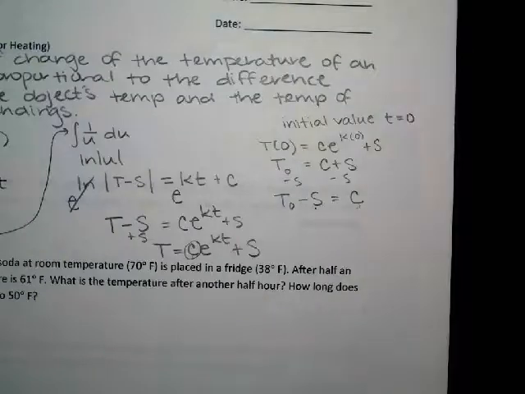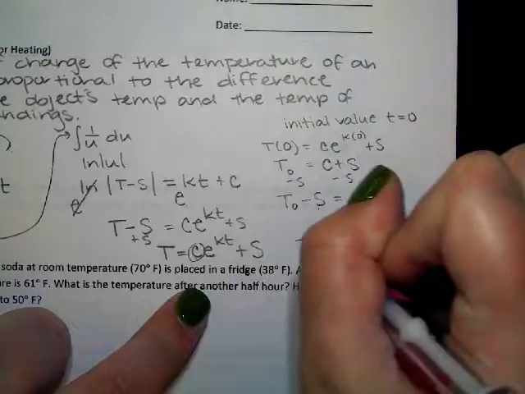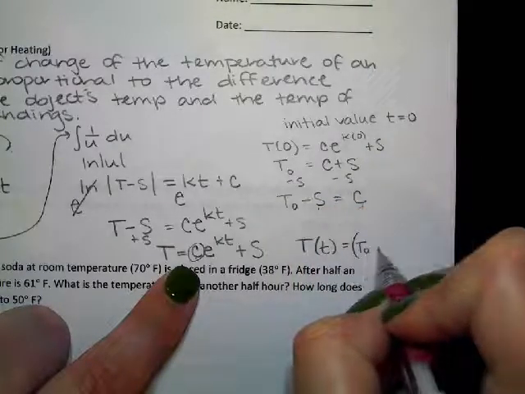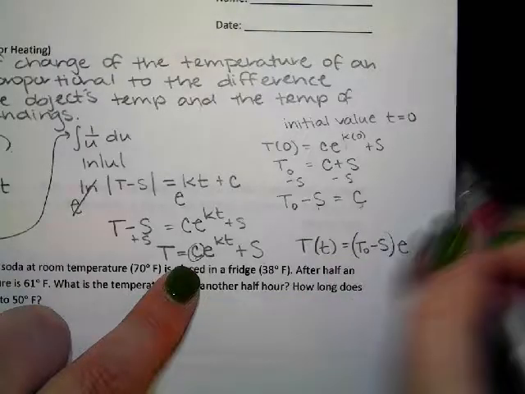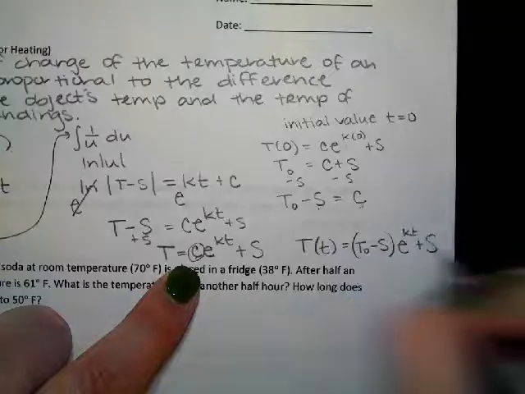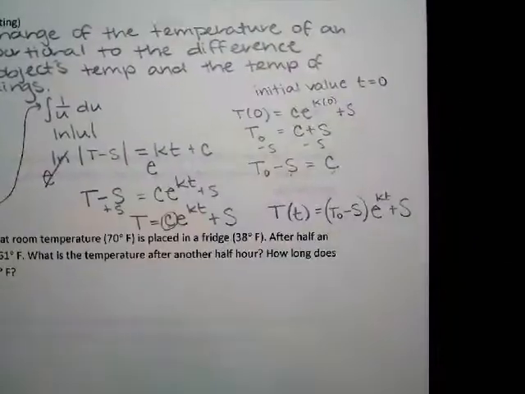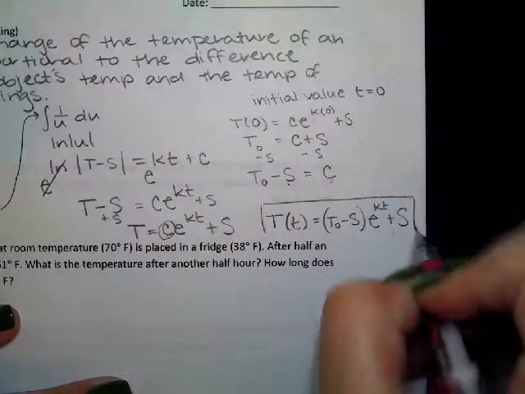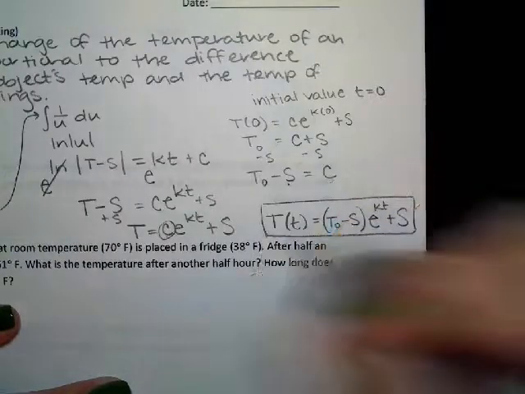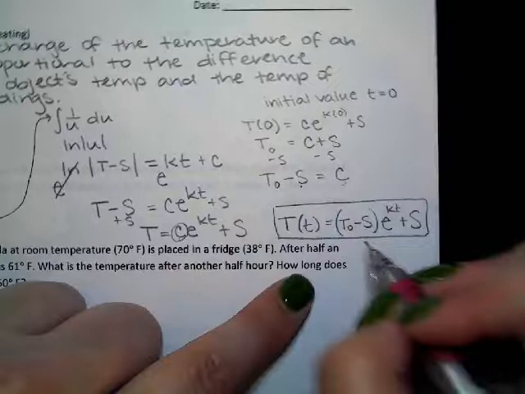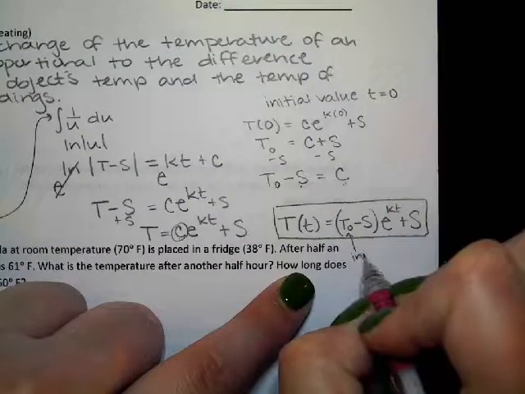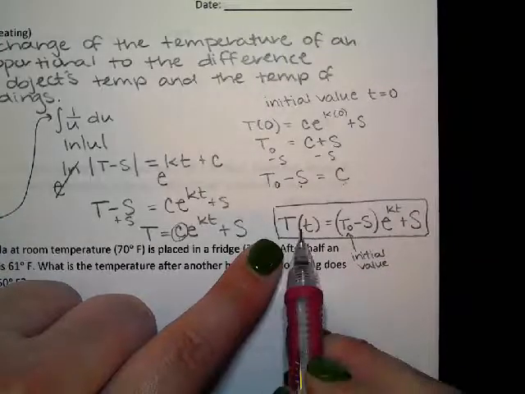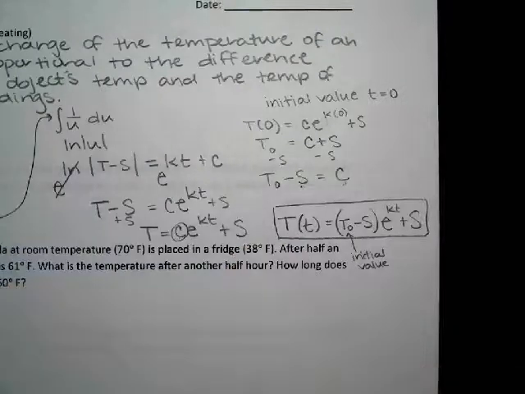So T, as a function of t, you can put the of t or not, it doesn't really matter, equals T sub 0 minus S, times e to the kt, plus S. That's the formula that we're going to use. So is the T sub 0 like the initial value? Yes. Yeah. Where T sub 0 is the initial value. And this T over here is going to be the temperature of the object after you're done with the time, after whatever time you have.